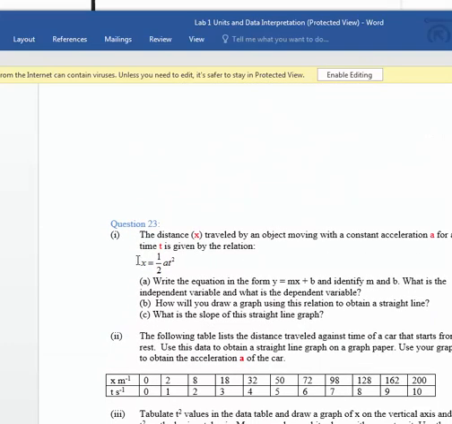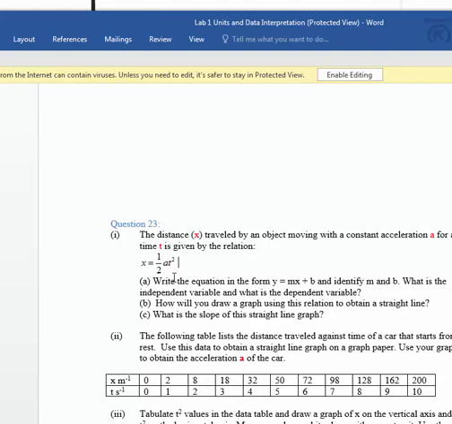Now, here I have another equation, x equal to 1/2 at squared. And I have asked you to write the equation in the form y equal to mx plus b. Now, how will that look like? Now, t is the variable, x is the dependent variable. You got the independent variable, the dependent variable. Now, tell me, is t the independent variable or t squared the independent variable? It is actually t squared.